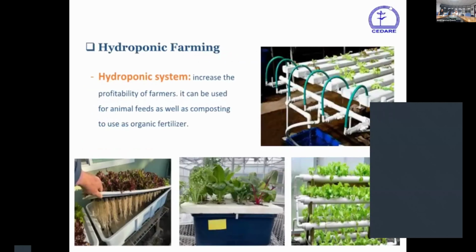Hydroponic system can be applied in field or in-house to increase the profitability of farmers. In addition, it can be used for animal feeds as well as composting to use as organic fertilizer.